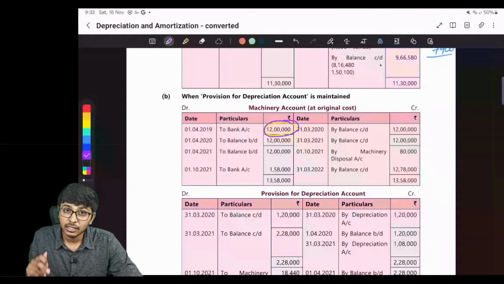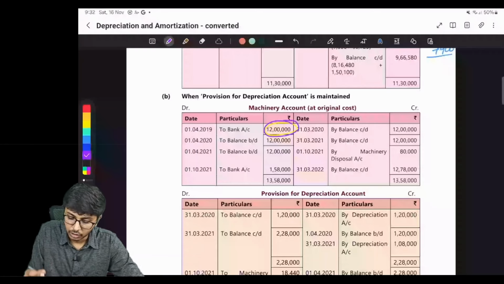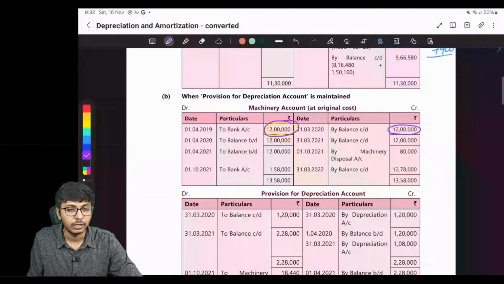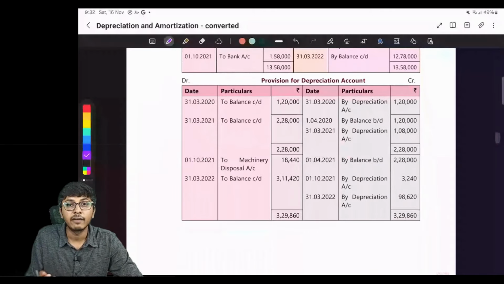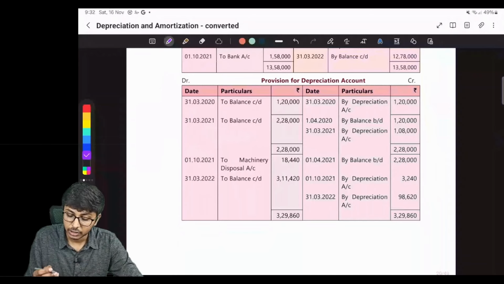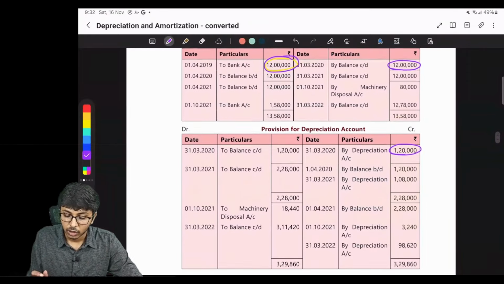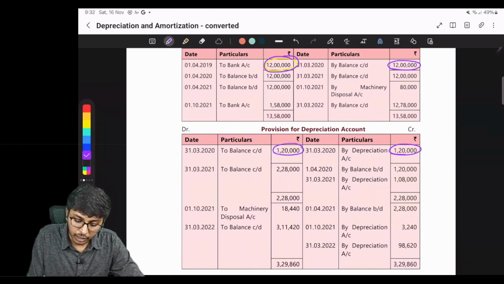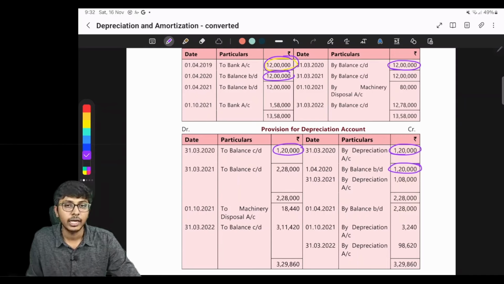Should you provide depreciation in the same account? No. Why? Because we are creating a separate account called provision for depreciation. So my balance carried down will be 12 lakhs only. Did you understand? In that year I will provide depreciation on that 12 lakh asset. How much depreciation? 1,20,000. Correct? That provision for depreciation will be separately maintained as 1,20,000. Here my balance carried down will be 1,20,000, and balance brought down for the asset will be 12 lakhs, and balance brought down for my provision for depreciation will be 1,20,000.